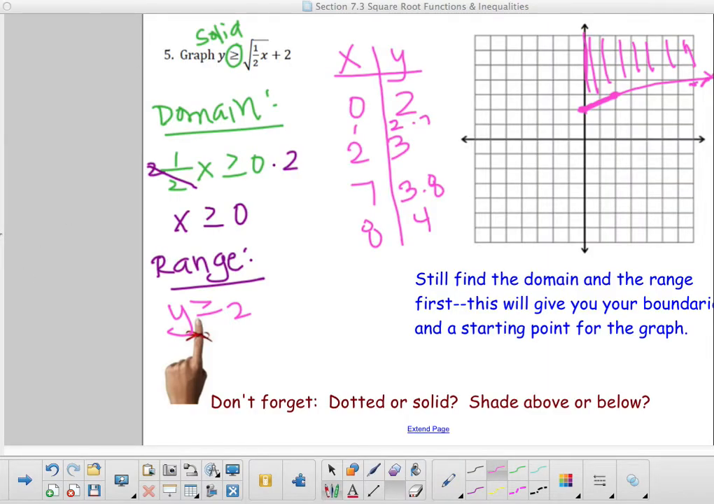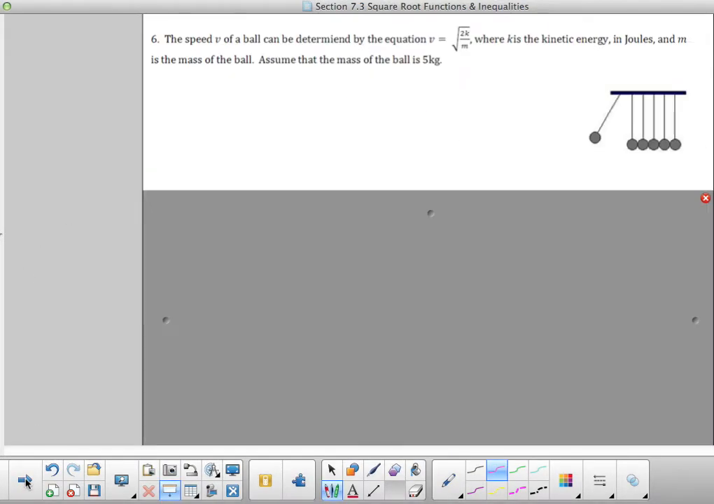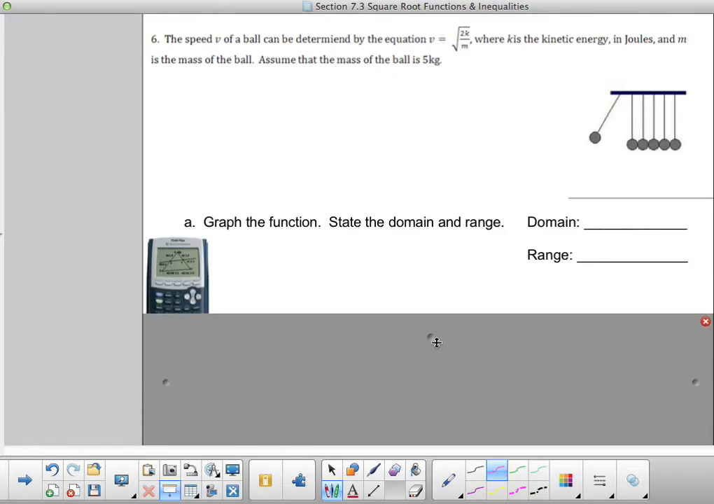All right, one last example. Example 6. The speed v of a ball can be determined by the equation v is equal to the square root of 2k over m, where k is the kinetic energy in joules and m is the mass of the ball. Assume that the mass of the ball is 5 kilograms. Okay, so what we want to do is graph the function and then state the domain and the range.